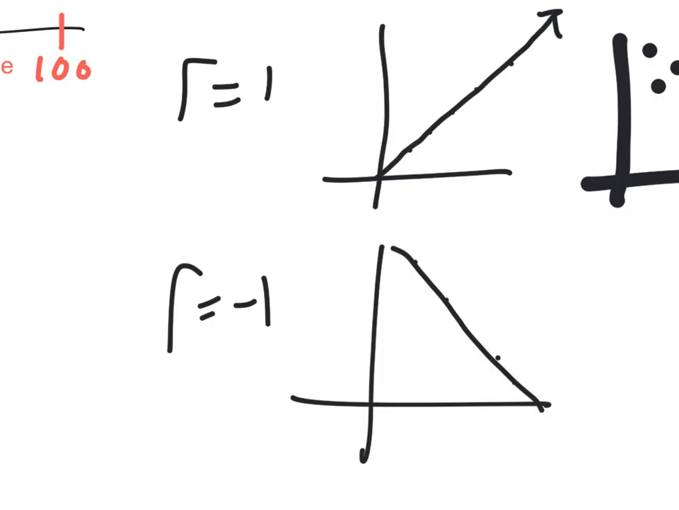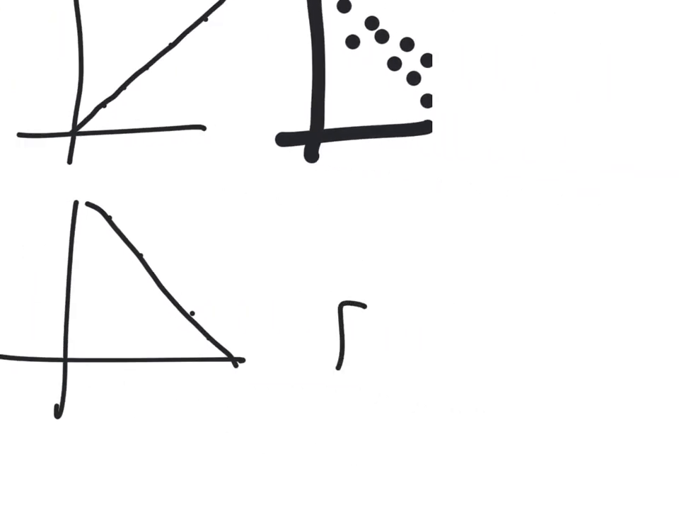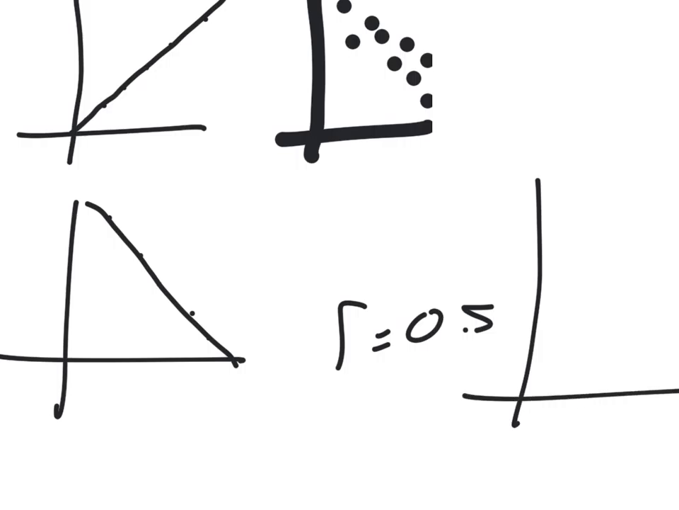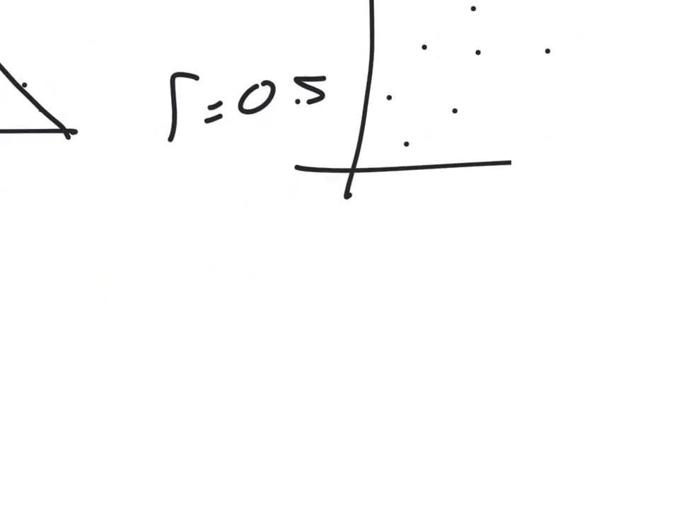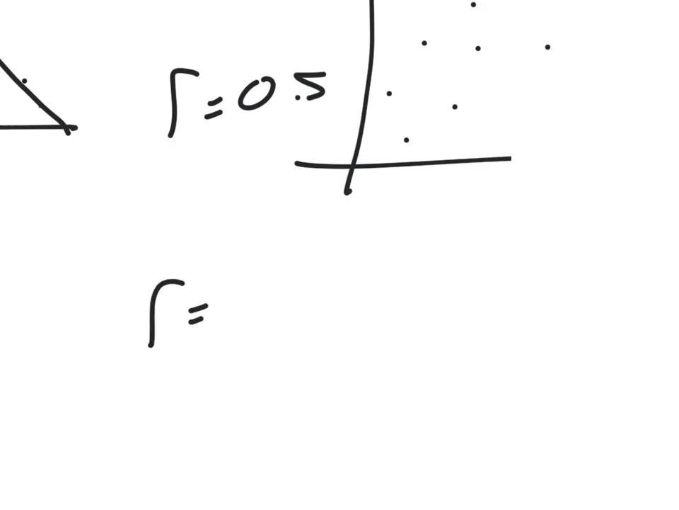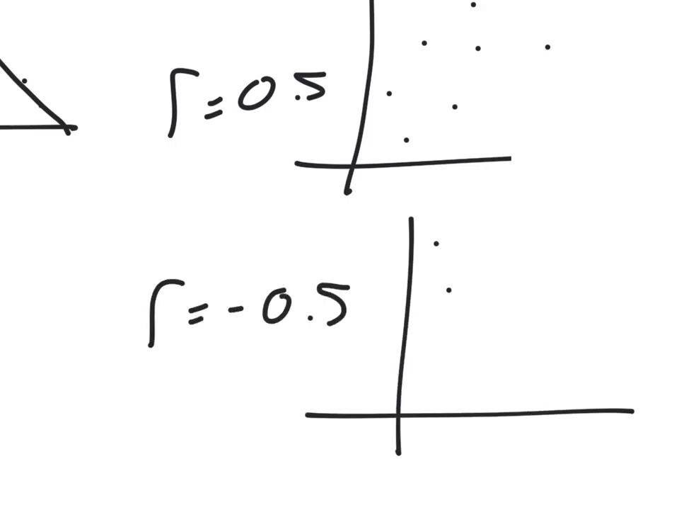And if you have an r somewhere in between, an r of 0.5, that means it's kind of a weaker trend. Dots are spread out, but you can see that as the x-axis increases, the y-axis increases. And just like when we said there was a negative r, if you have an r of negative 0.5, that's still saying it's a weak trend. It's just decreasing as you go along the x-axis.